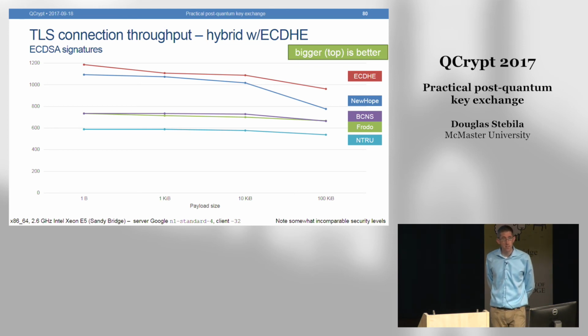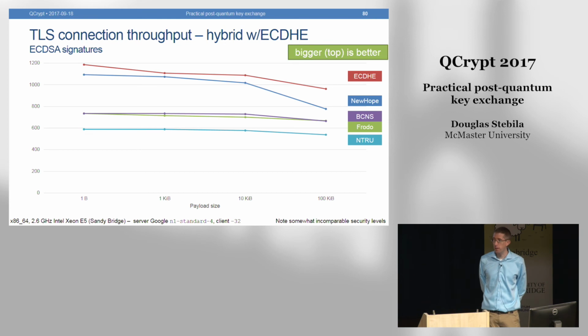And the first line you can see is the throughput if you're just using plain elliptic curve cryptography like you use on the internet today. Okay? And for, say, a very small web page, you can see that the web server can support, say, 1,200 connections per second.